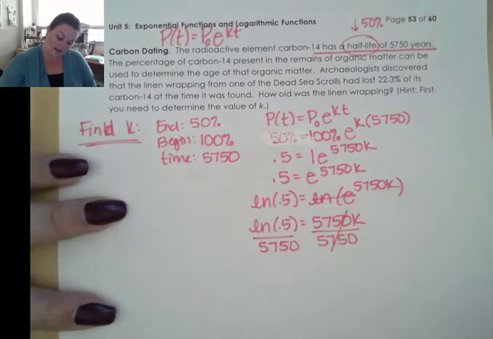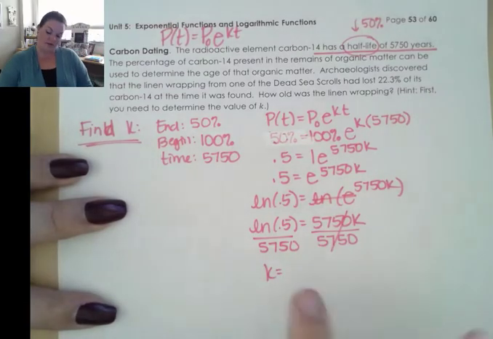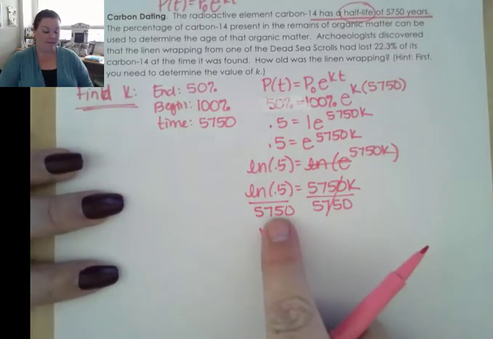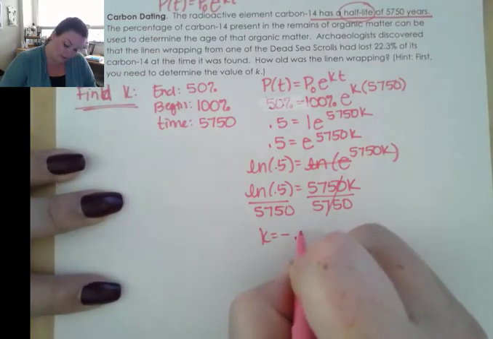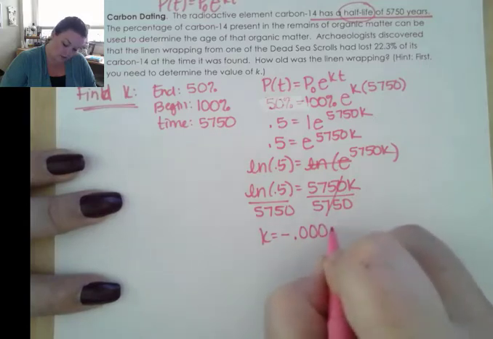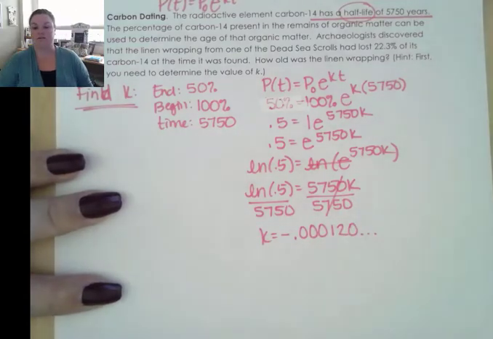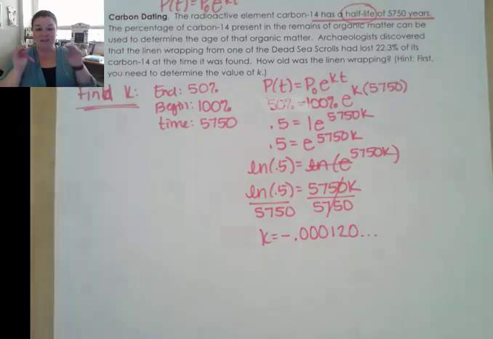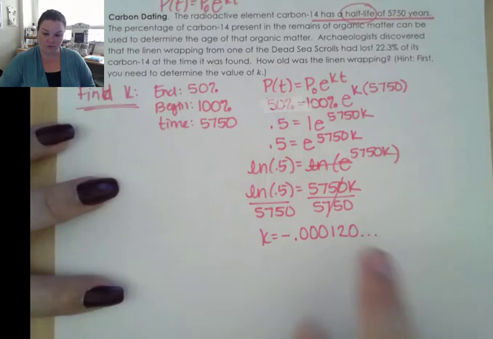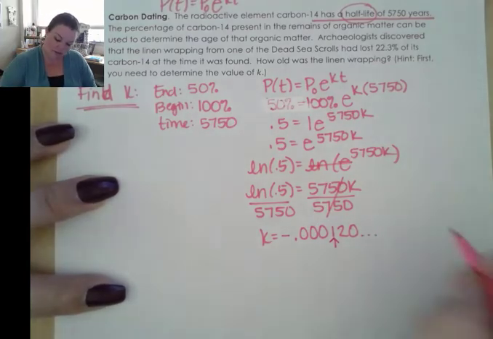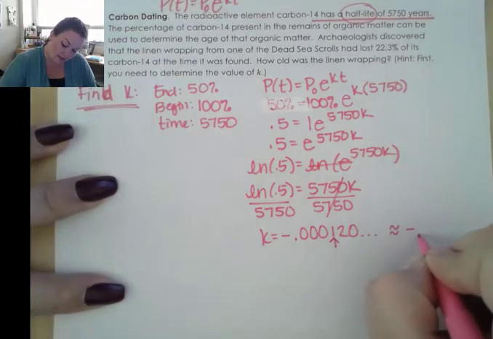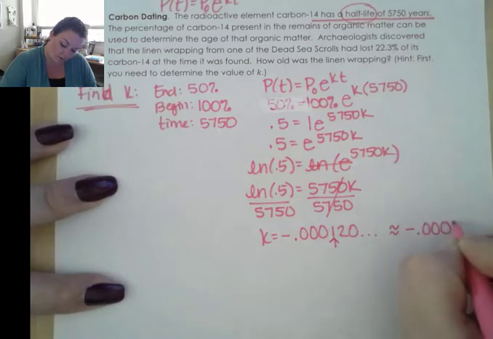Okay. So that tells us that k is equal to ln of 0.5 divided by 5750, which is going to give us negative 0.000120 and some more stuff. Now remember, k is the thing we need to be super accurate, so we're going to keep 4 decimal places. So if I count this over to 4 decimal places, 1, 2, 3, 4, that's our 1. There's a 2 behind it, so we're going to go ahead and just approximate k to be negative 0.0001.